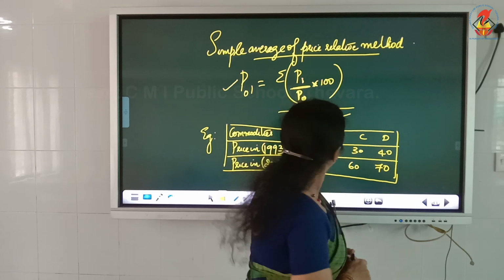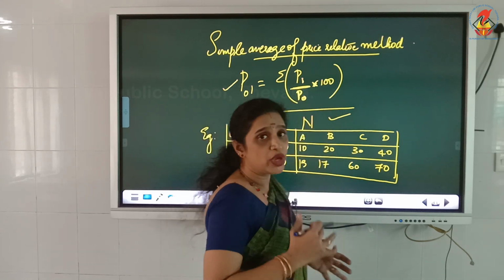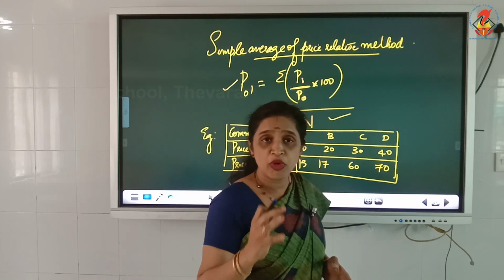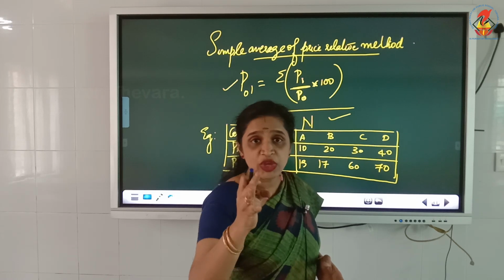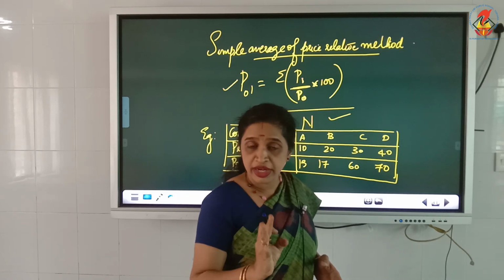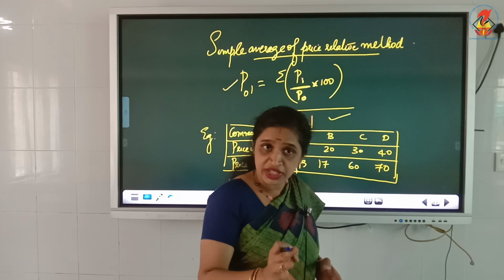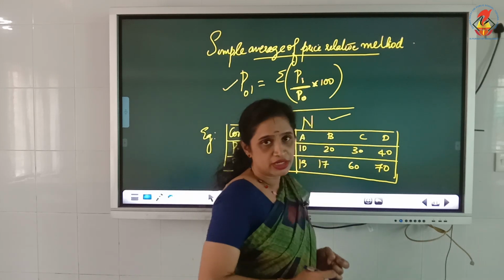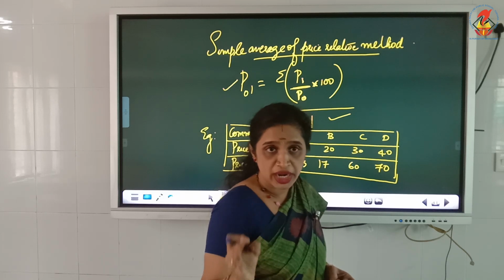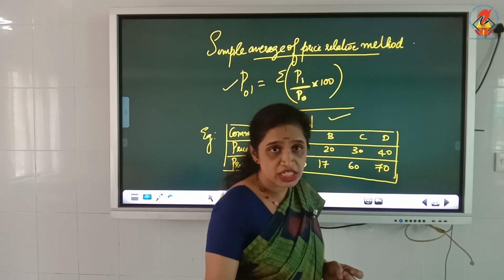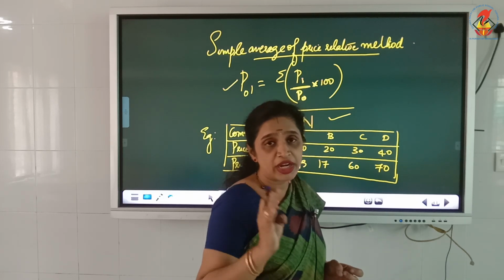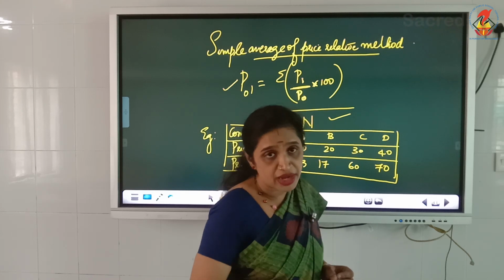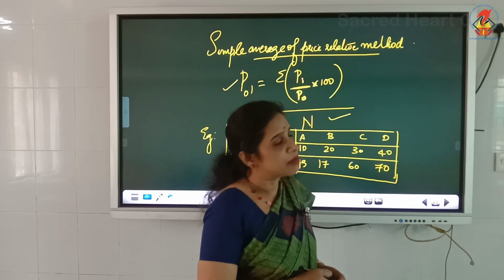So, P1 by P0 into 100. For each commodity you have to find P1 by P0 into 100. Then find the total of it. Then it has to be divided by n. So P1 by P0 into 100 should be found for each item. Then the total of it divided by n will give you the index number.